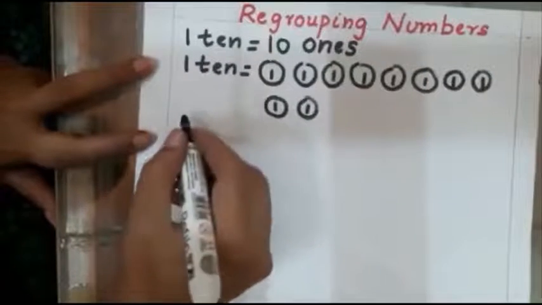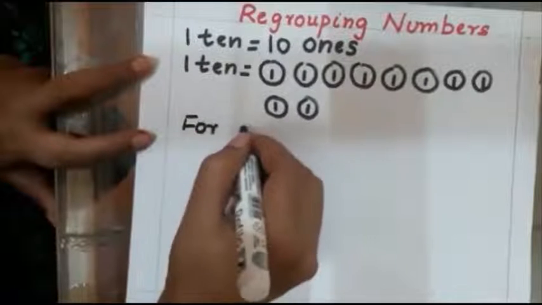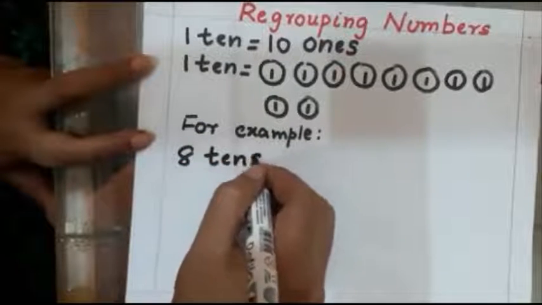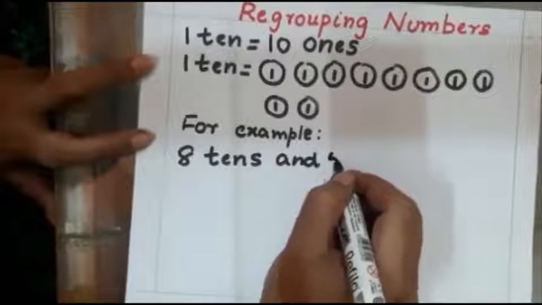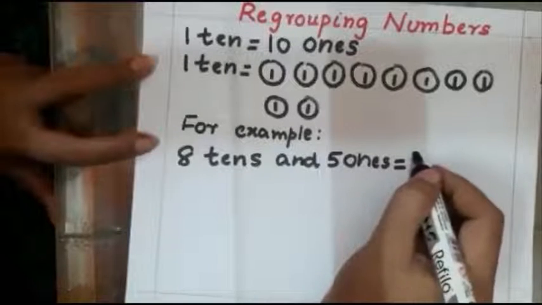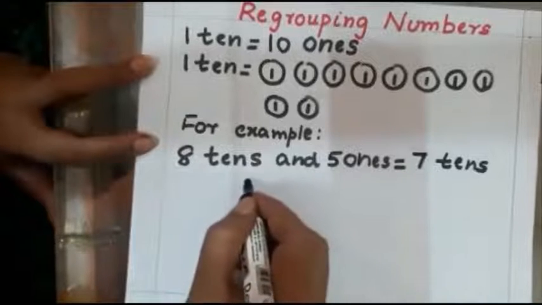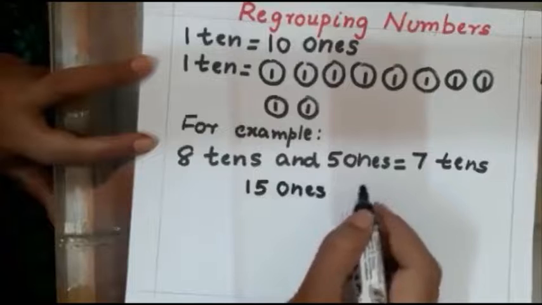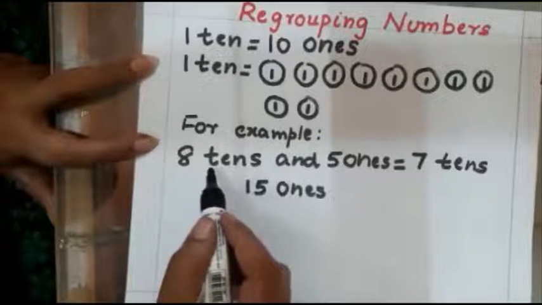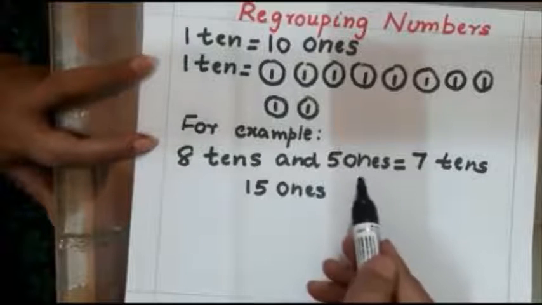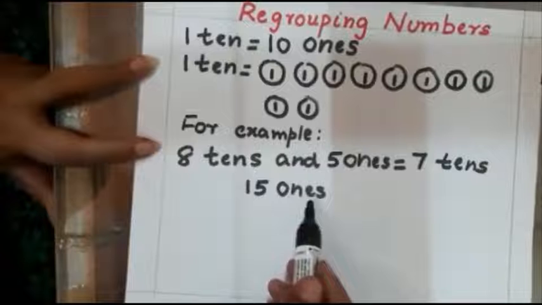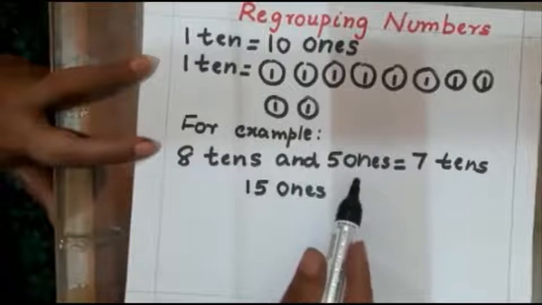For example, here we are going to take 8 tens and 5 ones. Here 8 tens and 5 ones can also be written as 7 tens, 15 ones after regrouping. Children, did you observe here 8 tens is written as 7 tens after regrouping and 5 ones is written as 15, that is 10 plus 5, as 1 ten is regrouped from tens place to ones place.